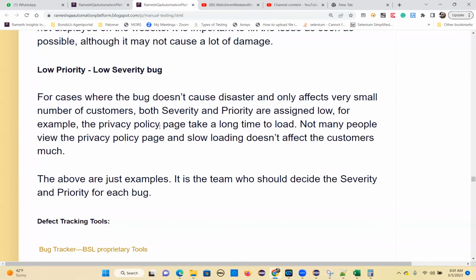Low priority, low severity bug means very minimal. This is not used by many people, the last pages, nobody uses this. So it doesn't cause any issue or any damage, nothing functional. Then you can say low priority, low severity. Maybe some small alignment issue, nobody sees that also. In such cases you will use low priority, low severity bugs.